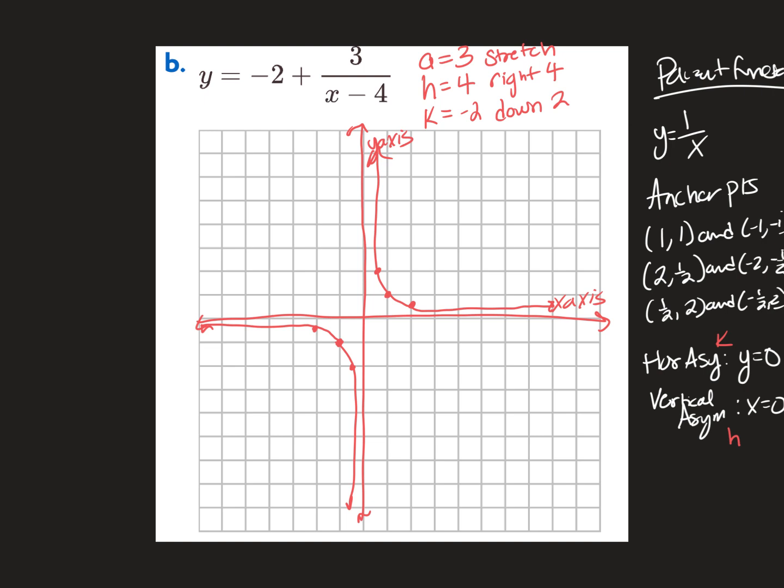Let me see. What color do you want? Okay, I'll start with the asymptotes. Okay, sounds good. Oh, yeah, I forgot to write them on the side.